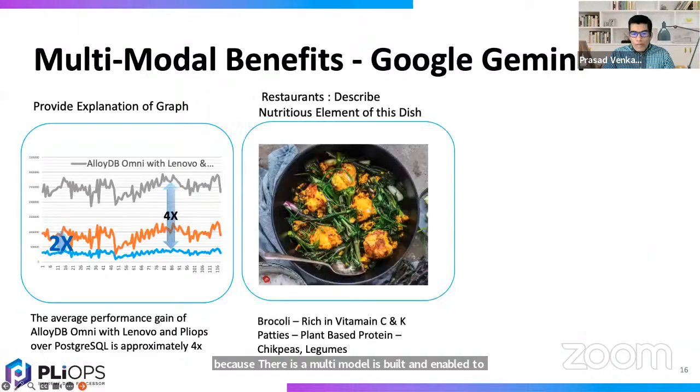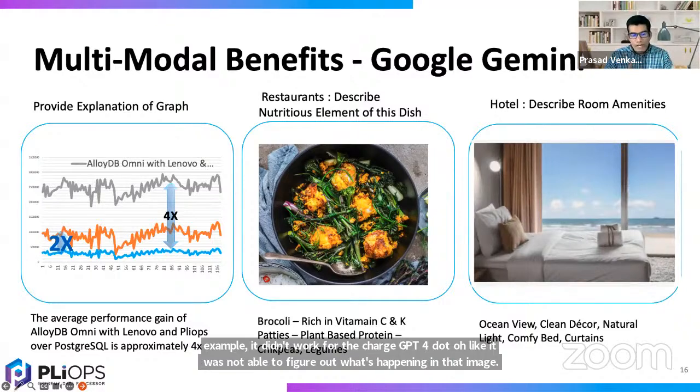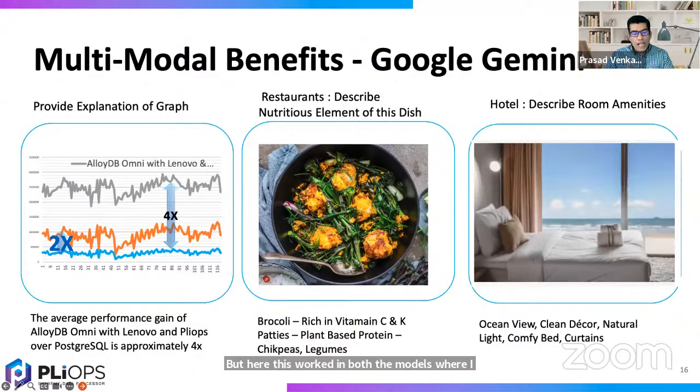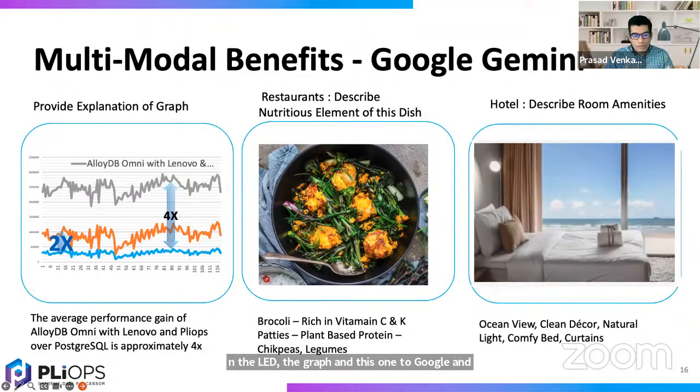Going further with a few more examples, I tried this with Gemini and it also worked with ChatGPT 4.0. It worked perfectly fine. But by the way, the previous example didn't work for ChatGPT 4.0. It was not able to figure out what's happening in that image. But here, this worked in both models, where I fed the things that we tested on AlloyDB, the graph, and this one to Google Gemini and asked, explain what's happening with this graph.